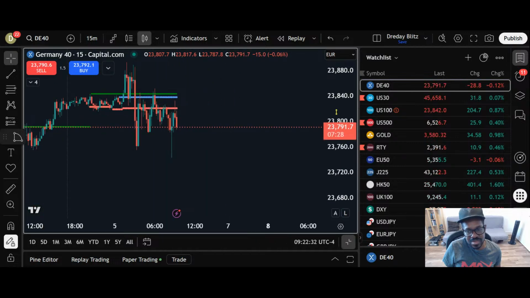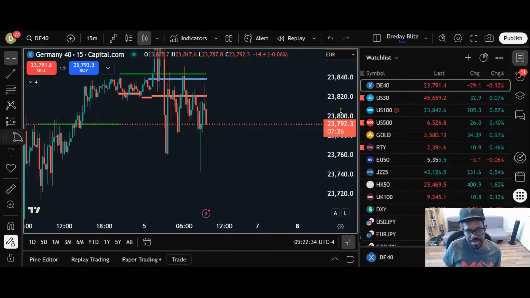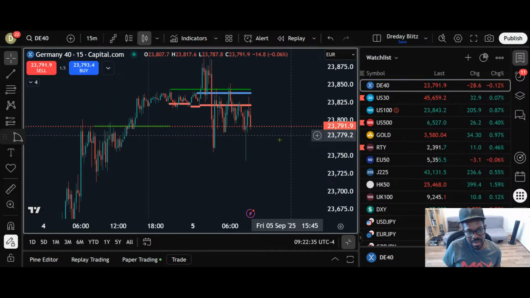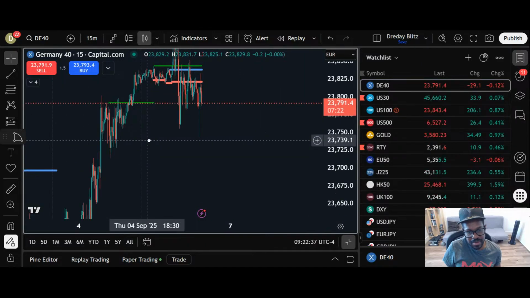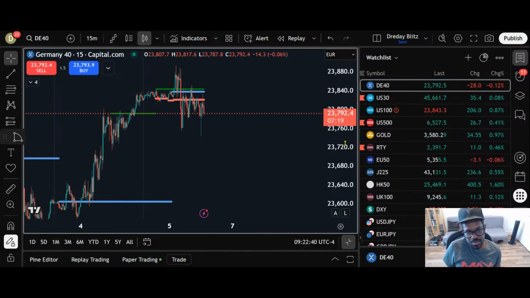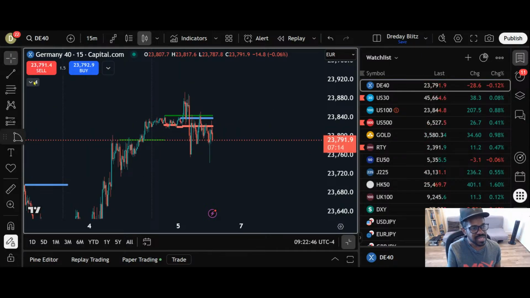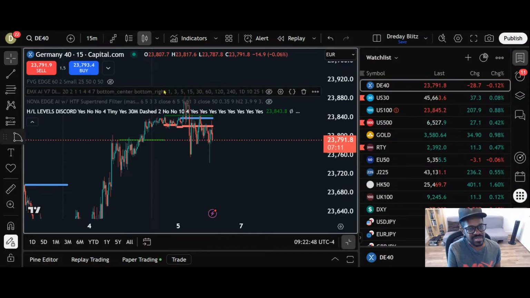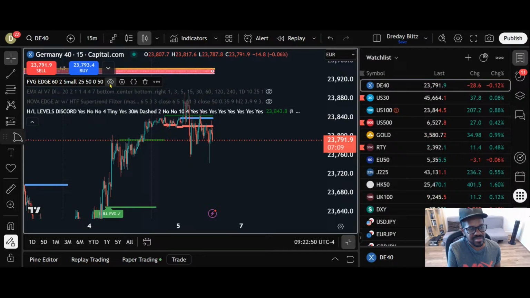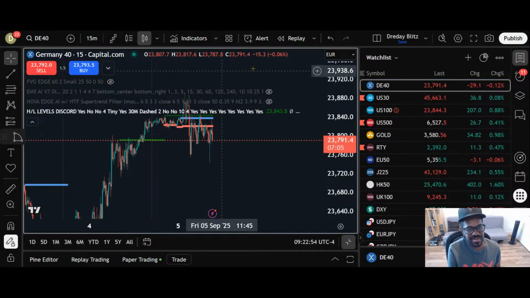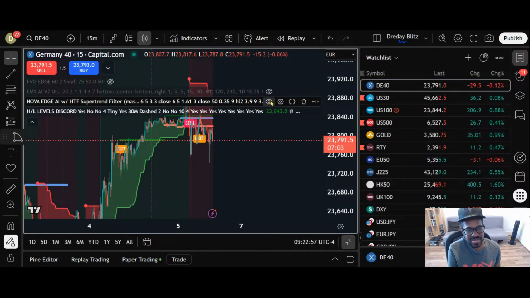Yeah, right now it's choppy for German, and what I saw most of the time is that German is better at London than New York. But based off of what you're seeing right now, I'm just going to load up the Fair Value Gap. Perfect.